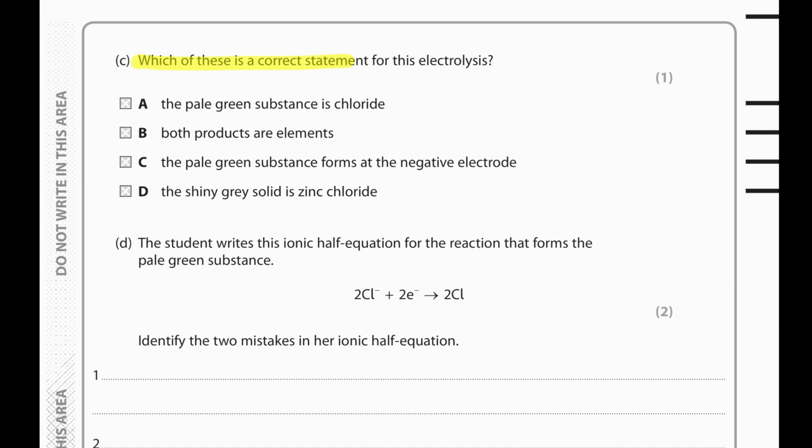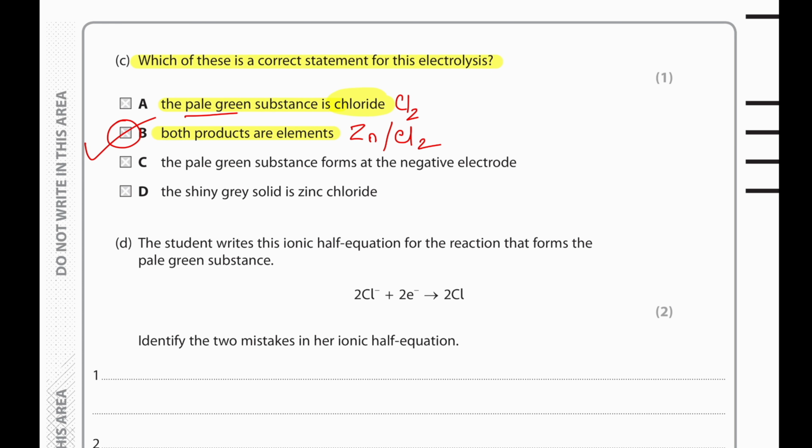Which of these is a correct statement for this electrolysis? The pale green substance is chloride. Now we know that the pale green substance is chlorine, not chloride ion. Both products are elements. Yes, zinc and chlorine are produced. Both of them are elements. So B should be the correct answer, guys.